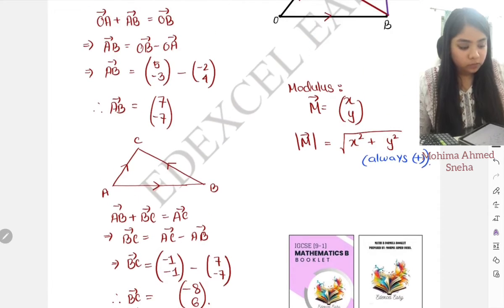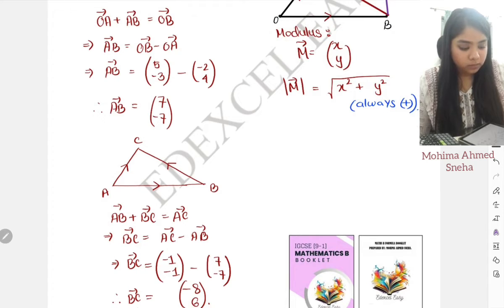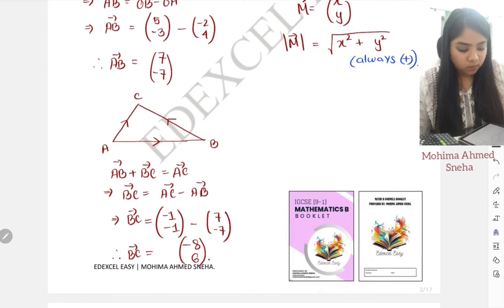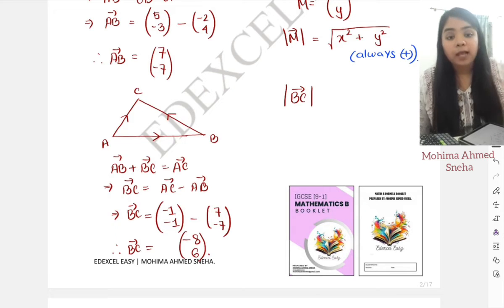Now if you have to move on to the modulus calculation, that is basically for BC, the absolute value. Obviously you always have to put these vertical brackets before and after the vector to show that you are using the absolute value. Absolute value is responsible for getting the positive part, because it works as a filter. Even though your final answer turns out to be negative, you are still going to choose the positive value, because whenever you work with absolute value, the final answer will always be positive.